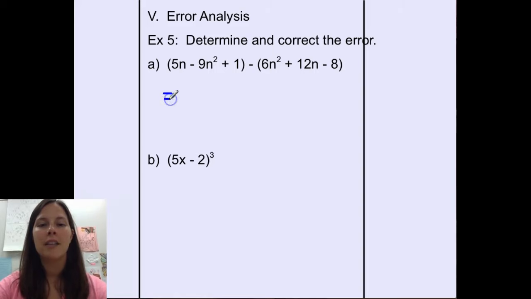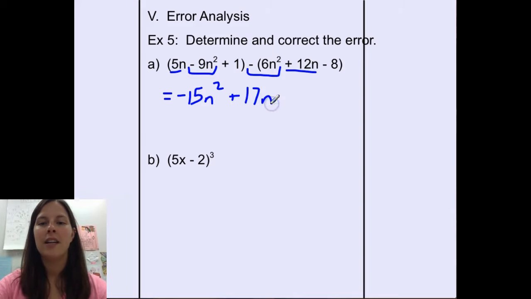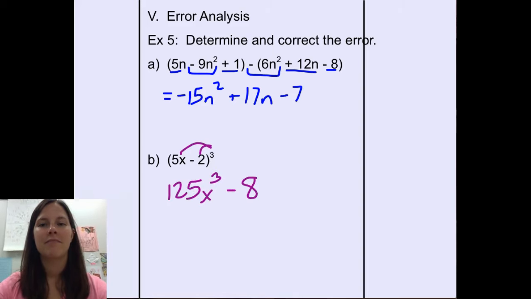Part A, combining my like terms, I have negative 9n squared minus 6n squared is negative 15n squared. 5n plus 12n is 17n, and 1 minus 8 is negative 7. For part B, I'm going to distribute my power. 5 cubed is 125 times x cubed, minus 2 cubed is 8. Again, I made mistakes on both of these. Find and fix those mistakes, and we'll talk about those in class.